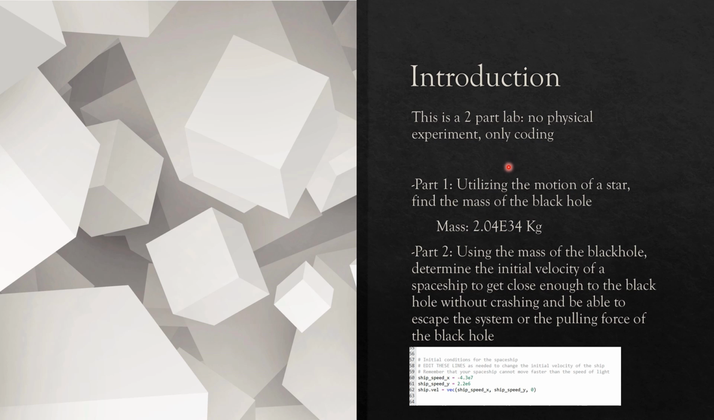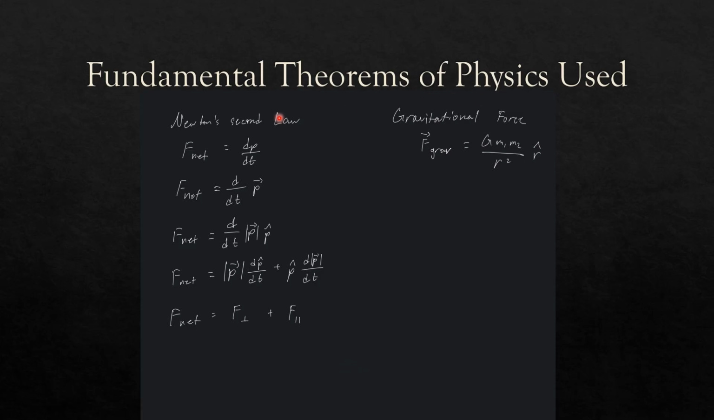In this slide, you can see the preview of the final answers. This is the mass, and these are the speeds. So next we have to go into the fundamental theorems of physics used. We use Newton's second law, as F net is equal to change in momentum over change in time, and then gravitational force, which is this equation right here, and is used to find the force exerted by an object on another object in terms of gravity.